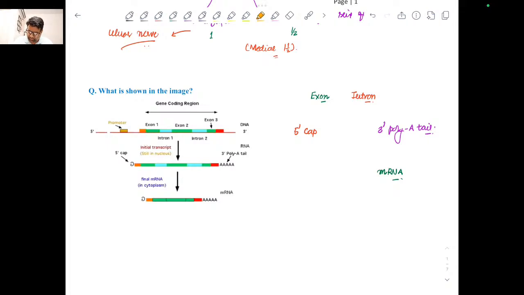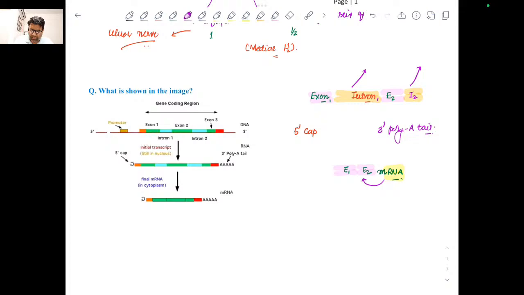Initially, we see there are both exons and introns. There is one more exon like this, and there is one more intron like this. What is occurring ultimately is that only the exon part is coming here. If I write exon 1 and say this is exon 2, finally we have exon 1, exon 2 like this. What is being removed from here? The introns are being removed, say intron 1, intron 2. So this is removed, and finally the mRNA which we get here is composed only of the exons.